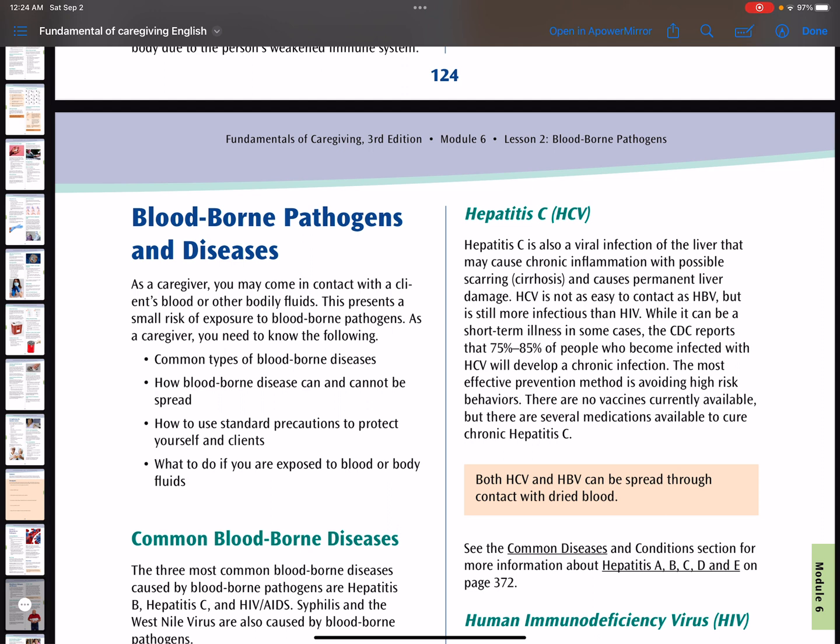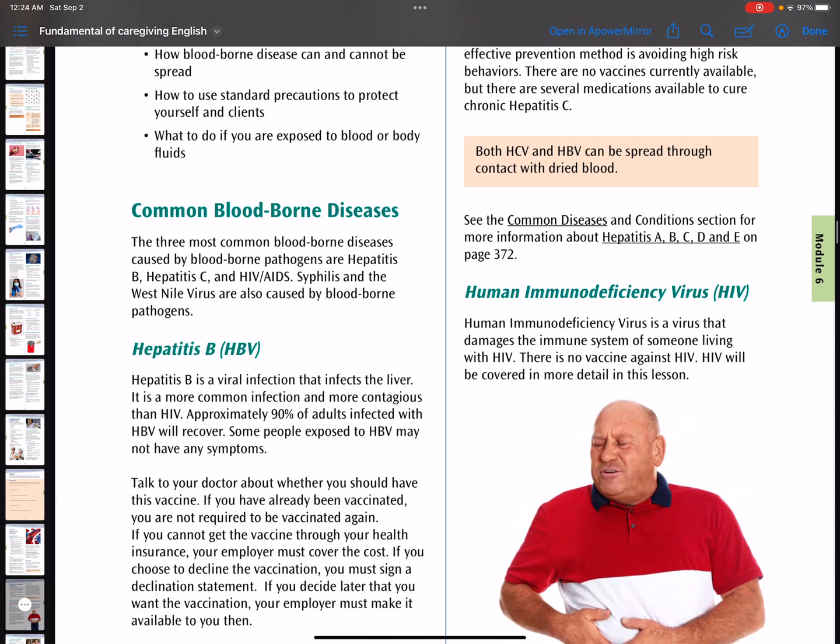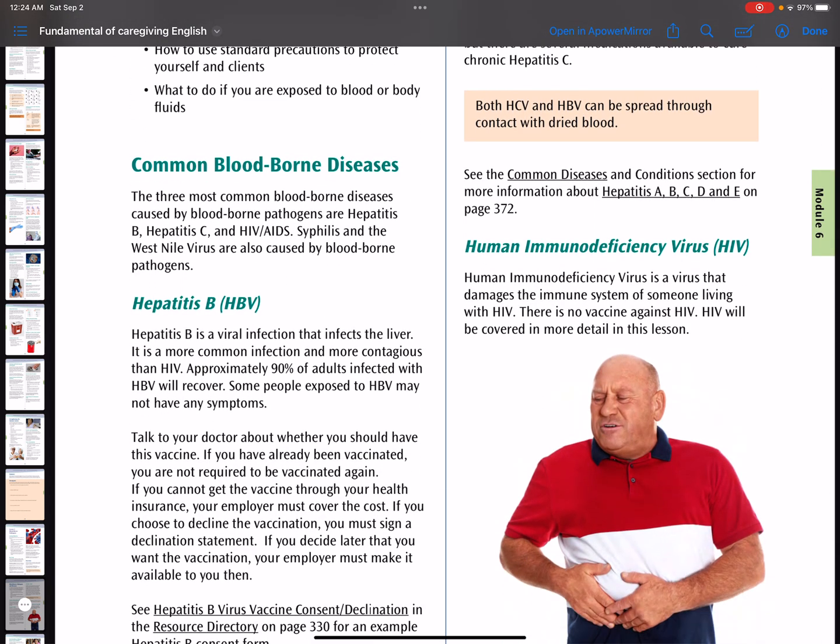Okay, now let's talk about Hep B. Hepatitis B, or Hep B, is a viral infection that affects the liver. It's a more common infection and it's contagious. Approximately 90% of adults infected will recover. Some people exposed may not have any symptoms. You have the vaccine, that's a good thing.